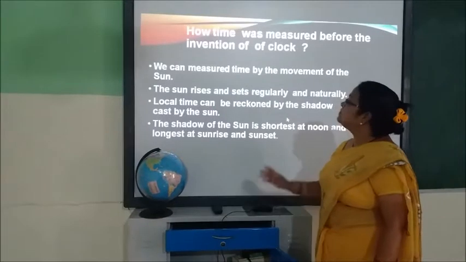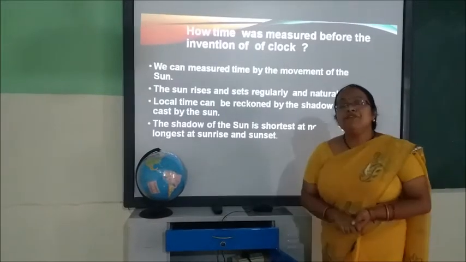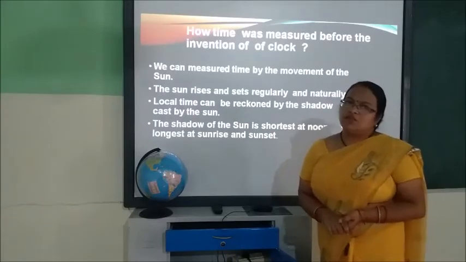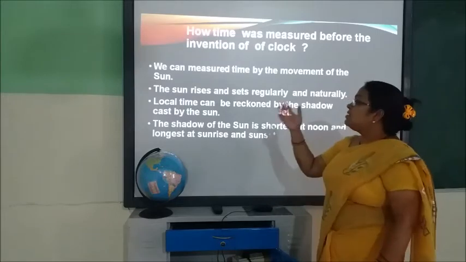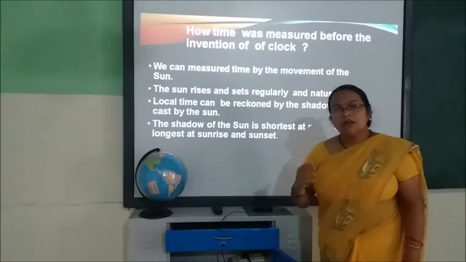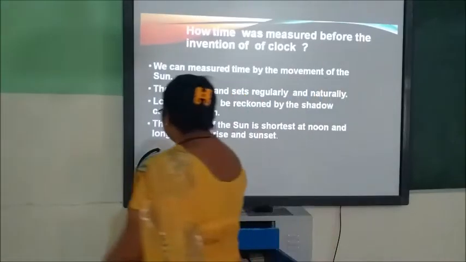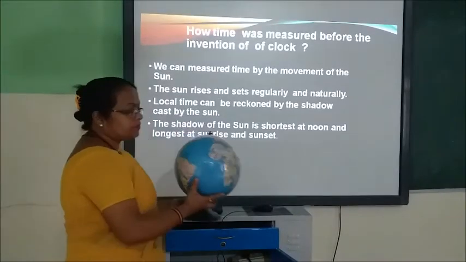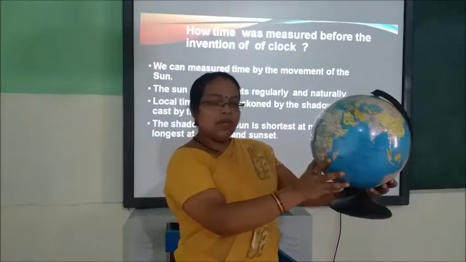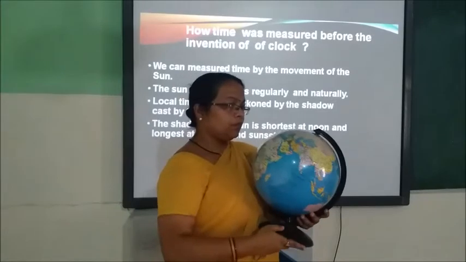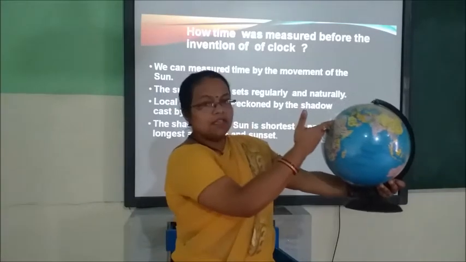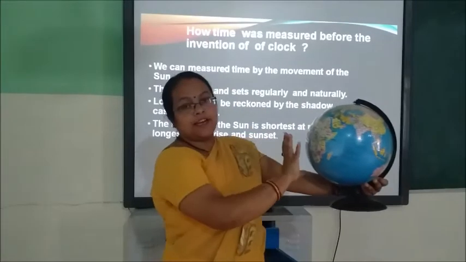Let's begin. Before the invention of the clock, how did human beings measure time? The answer is, we can measure time by the movement of the sun. Let's understand with the help of this globe. Suppose I am the sun and this is your earth. I am facing this part, the sun is facing this part, so this part receives sunlight.